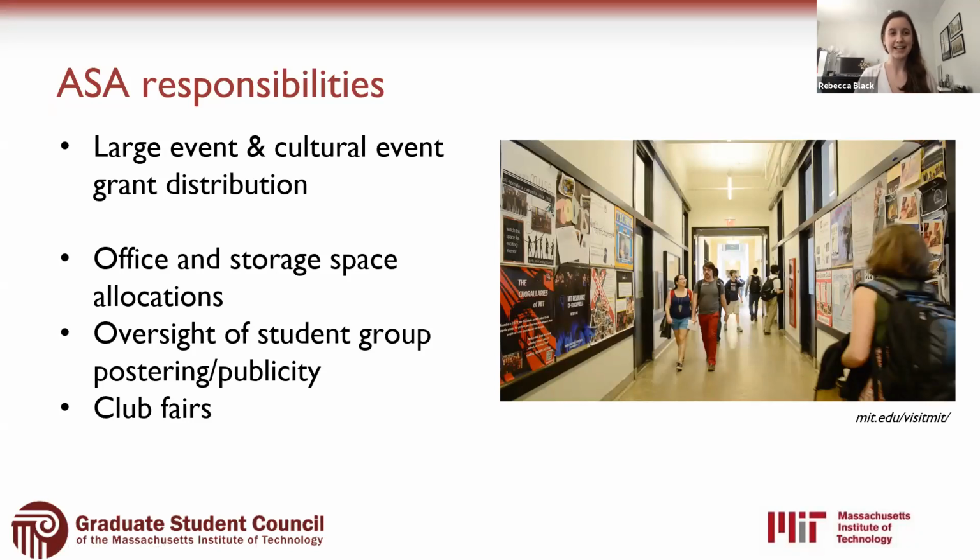So the ASA has quite a myriad set of responsibilities. We have 2 very large grants that we distribute quarterly for large events and recurring cultural events. We oversee the allocation of office and storage space on campus. We have a couple buildings with very extensive amounts of space just for the use of student groups. Publicity, so if you've ever had the chance to visit campus, you may remember some very long hallways with a lot of bulletin boards. The ASA allocates those to student groups to use. And we have 2 large club fairs, one during orientation and one for admitted undergraduate students in the spring.